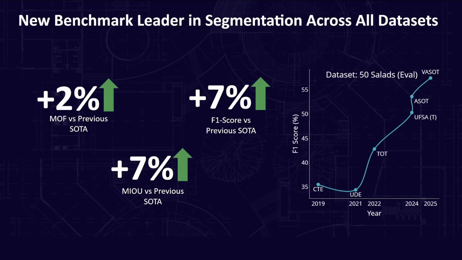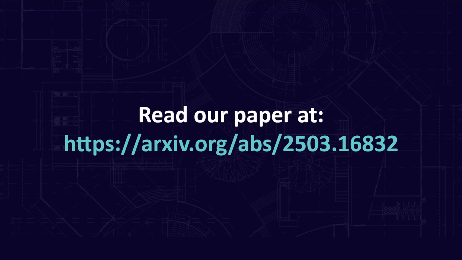We also achieved substantial improvements in mean intersection over union, mean over frames, and F1 score compared to previous state-of-the-art action segmentation models. By unifying video alignment and action segmentation in a single framework, we achieve stronger performance with fewer resources. We believe this opens the door to more scalable, label-free video understanding.